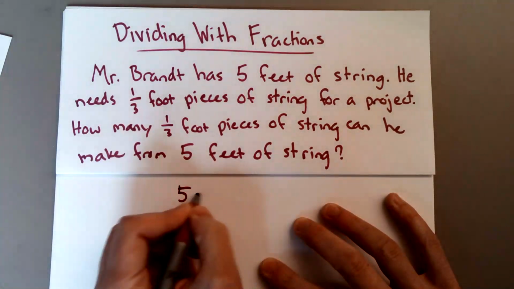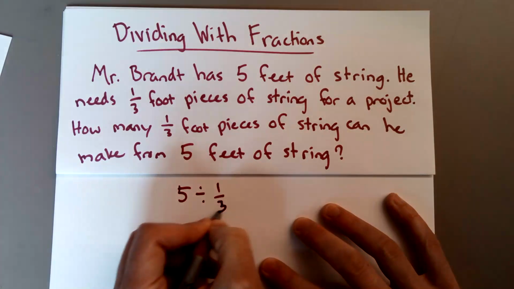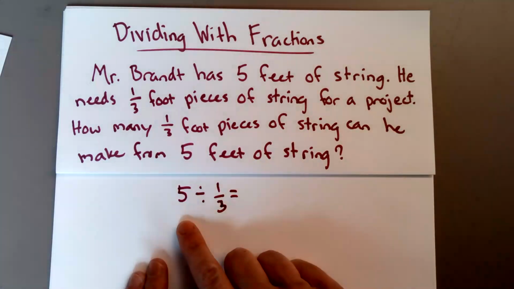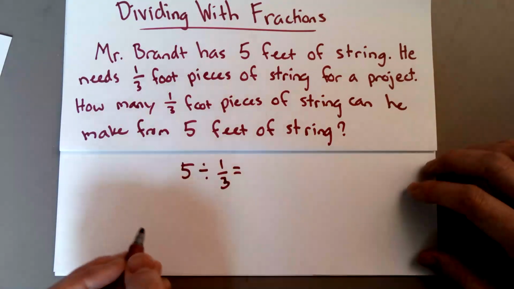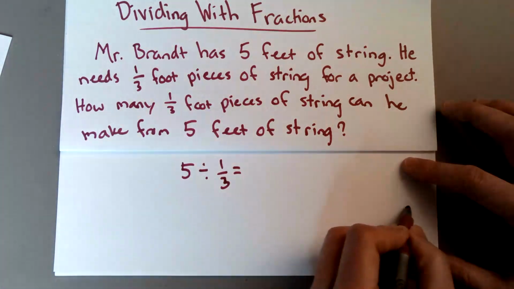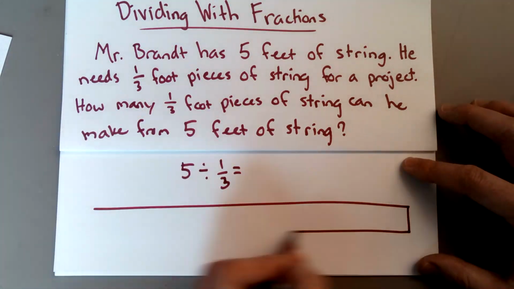If we were to write it in an equation, it looks like this. So how would we solve something like this? 5 divided by a fraction, by 1/3? Well, let's look at a picture. A model is always helpful when you're trying to make sense of something new.